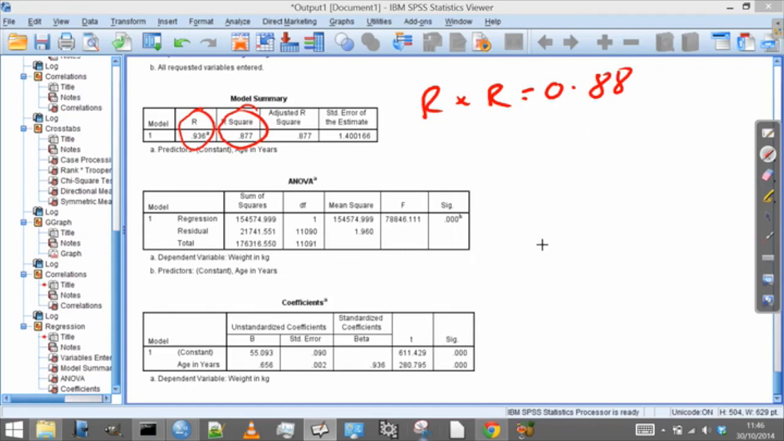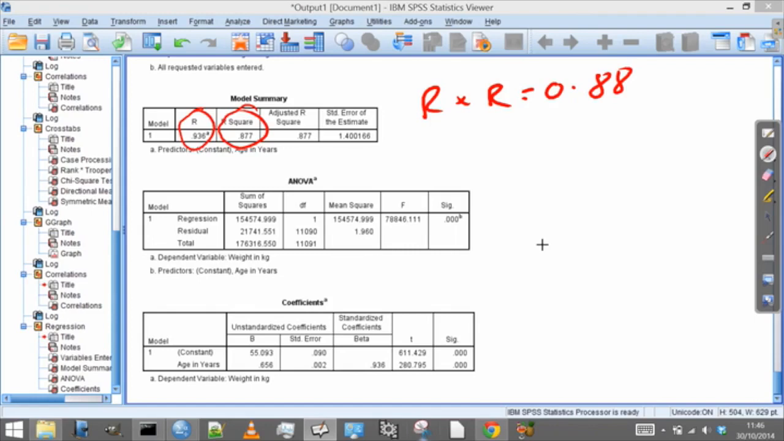And then we ask ourselves, well, okay, that's interesting, but is it a statistically significant result? Can I reject the null hypothesis that there is no difference between this straight line and a straight line with zero gradient or no relationship? I'm saying the null hypothesis is that there is no linear relationship between weight and age.